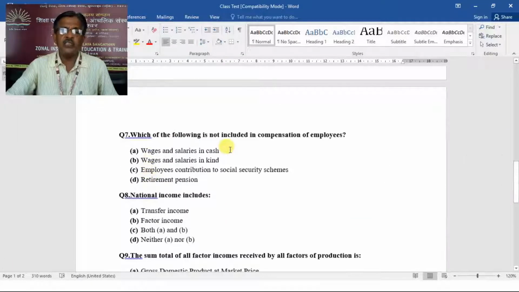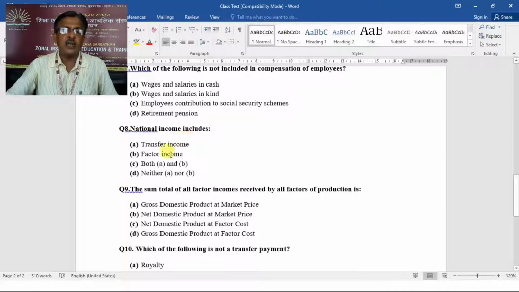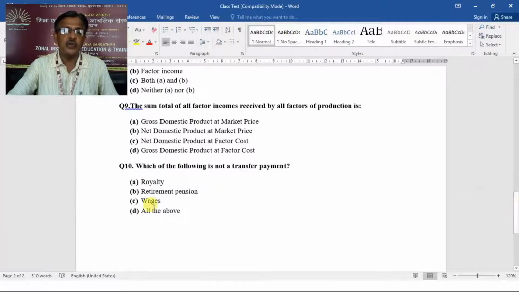Which of the following is not included in compensation of employees? So out of these four options, you see, national income includes, which one is to be included in the national income? The sum total of all factor incomes received by all factors of production is, so out of these, which one is the sum total of all factor incomes received by all factors of production? Which of the following is not a transfer payment? So out of these, which one is not a transfer payment?